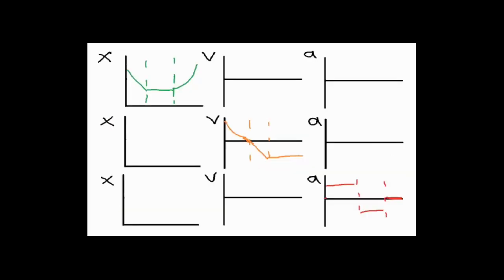Now we have 3 examples of some kinematic curves. We have a position versus time graph in green, a velocity versus time graph in orange, and an acceleration versus time graph in red. And we're going to be working horizontally to translate the green graph into the velocity graph and then into the acceleration graph. Same thing with the orange one. We're going to translate it out to the position graph and then to the acceleration.